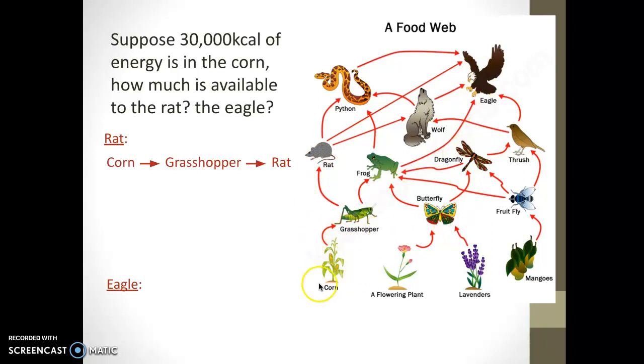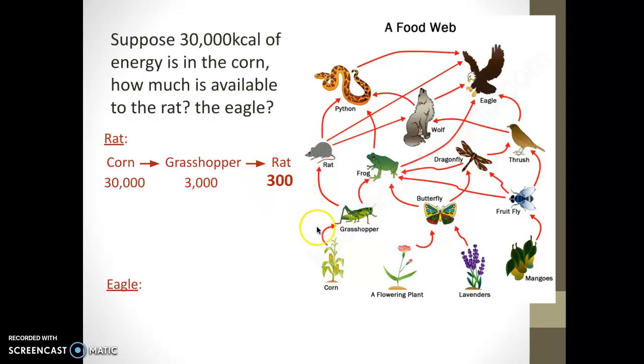Well, if we follow the food chain of corn to grasshopper to get to our rat first, if there's 30,000 kilocalories available, when you look at how much energy the grasshopper is going to obtain from when it eats the corn, the grasshopper is only going to get 10% of that, or 3,000 kilocalories. And again, if we look at how much energy is available in the grasshopper and how much it can pass on to the rat, it's only going to pass on about 10% of that, so the rat's only going to get 300 kilocalories.